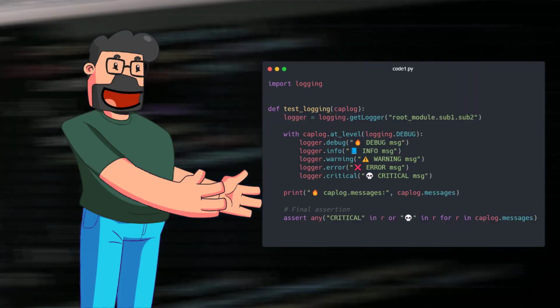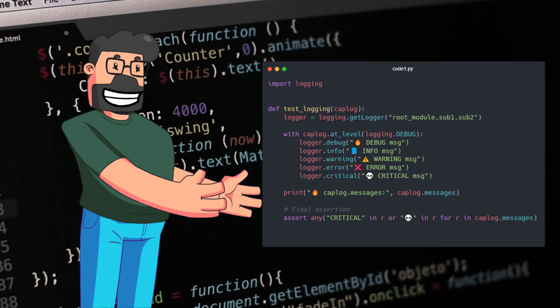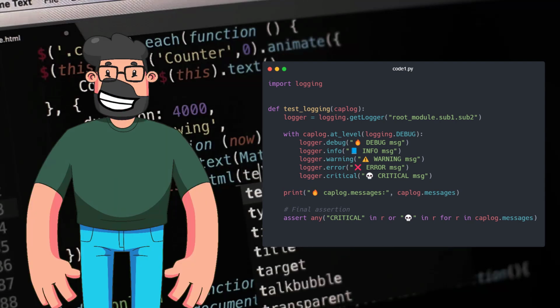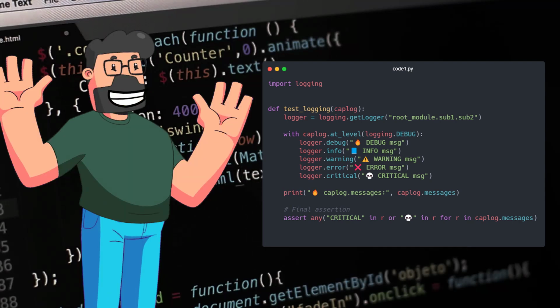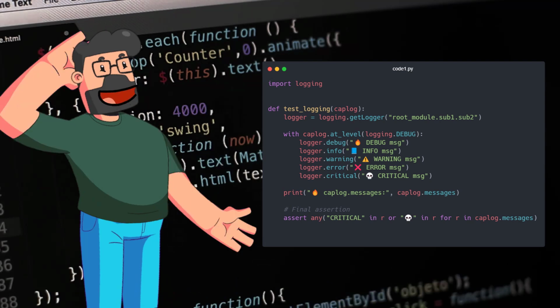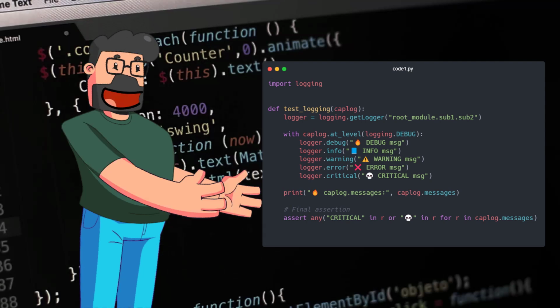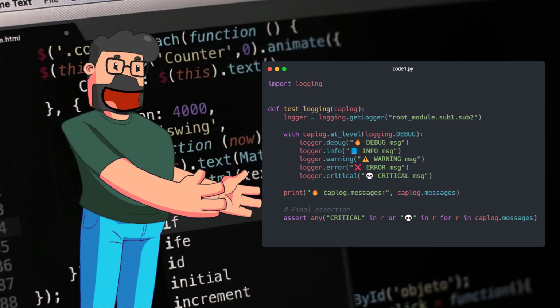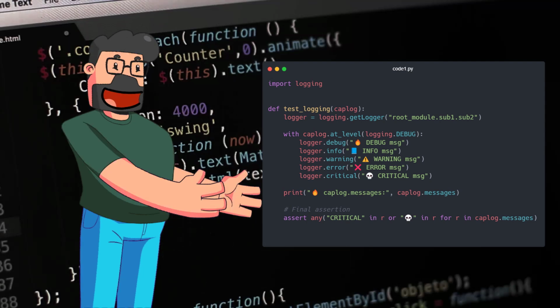The solution to this problem lies in understanding the nature of the caplog fixture and how it captures log messages. By configuring logging within a test function, you're interfering with Pytest functionality, which can lead to unexpected results. The key is to avoid configuring logging at runtime and instead rely on the capturing mechanism provided by caplog.